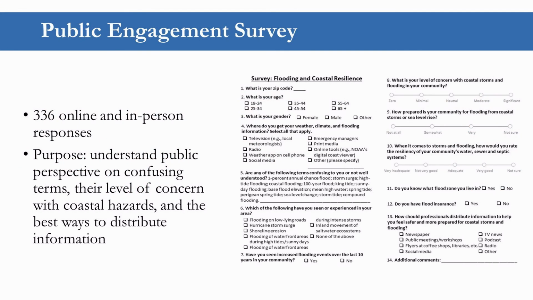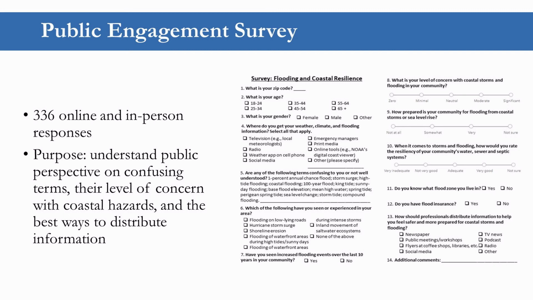We received 336 online and in-person responses to our public engagement survey. This survey was developed to understand public perspective on confusing terms, their level of concern with coastal hazards, and the best ways that we can distribute information.